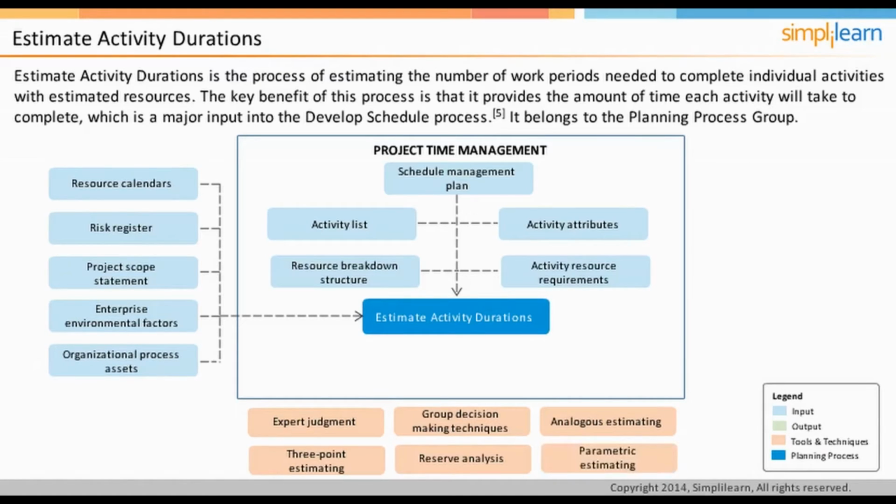The outputs of this process are the activity duration estimates and project documents updates. The activity duration estimates is represented in terms of the range of possible results. For example, 10 days plus minus 2 days, that is, the activity would take minimum 8 days and maximum 12 days. In the next screen, let us look into a business scenario to understand this concept better. After reading the problem statement, click the Solution button to look at a possible answer.